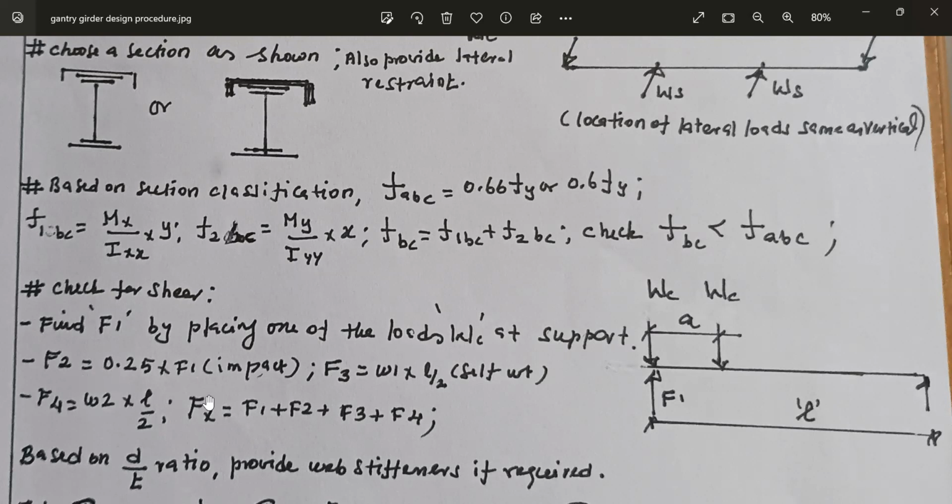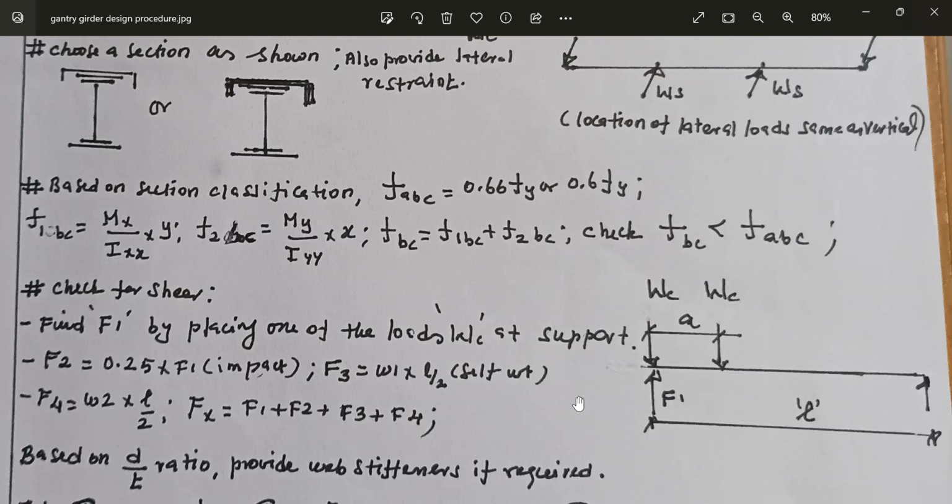Then the shear due to the impact effect will be F2, which is F1 into 0.25. F1 is the shear force due to wheel loads, and 25% of it is the impact effect. Then F3 is the self-weight shear force, that is W1 into L by 2. F4 is the shear force due to rail load, where Wt is the intensity of the rail load, into L by 2. The total shear force is F1 plus F2 plus F3 plus F4.